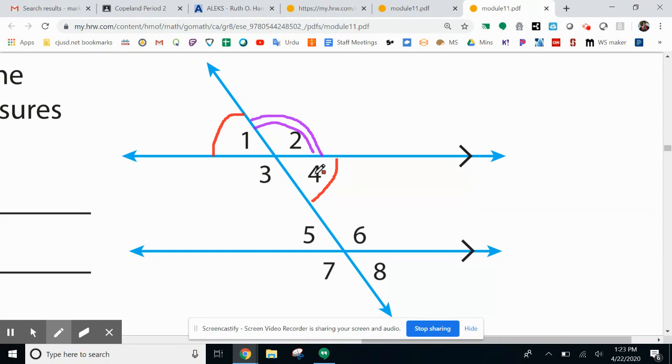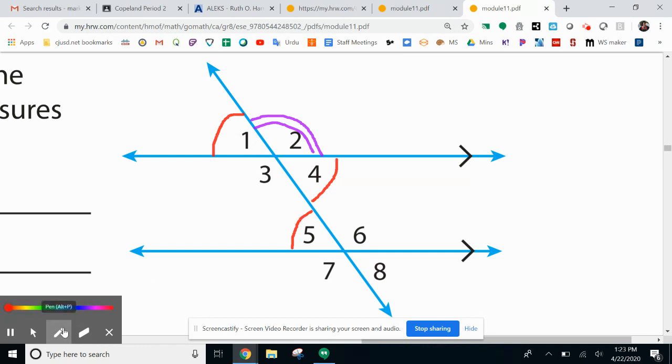Now, if we look down at the bottom, 5, 6, 7, and 8, there are also going to be some other red angles that are congruent. If angle 1 is red, angle 5 is also going to be red. These are called corresponding angles. If you notice, they're in the same position. At this intersection, 5 is at the top left, and at this intersection, 1 is at the top left. So these are both going to be equal.